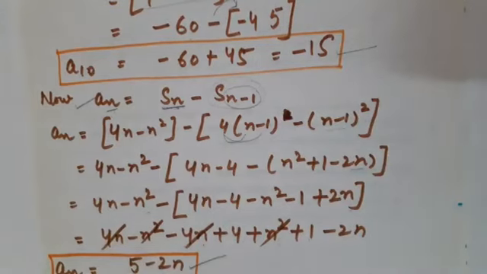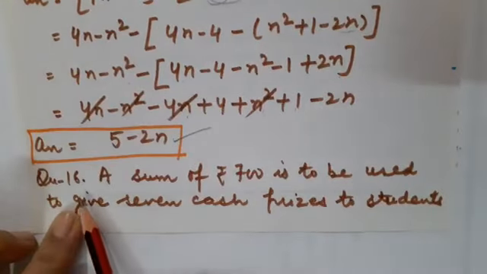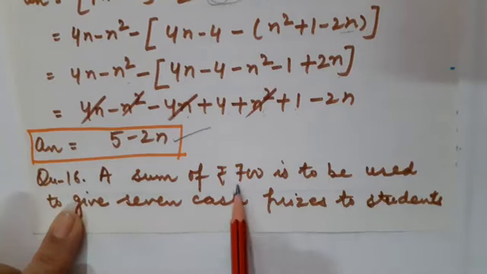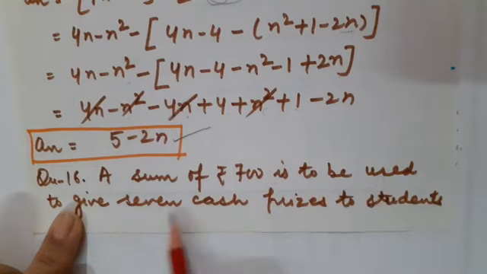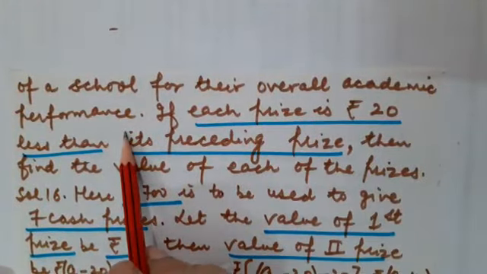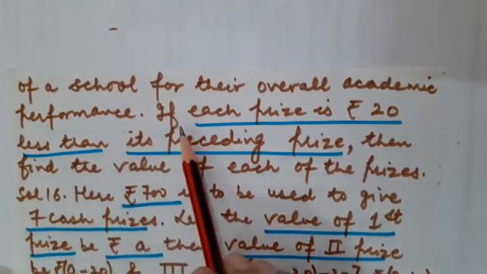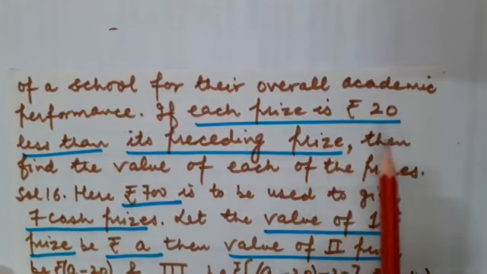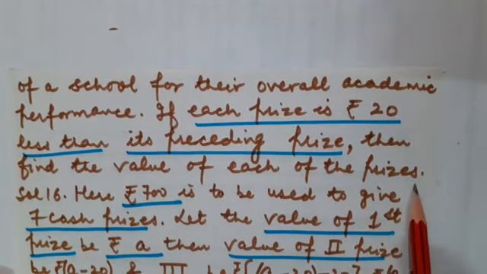Correct, students? Now children, I am going to start with word problems. So this is question number 16 of exercise 5.3. A sum of rupees 700 is to be used to give 7 cash prizes to students of a school for their overall academic performance. So what is the total sum which will be distributed among the students? That is rupees 700. And how many cash prizes are there? Total 7 cash prizes. So if each prize is rupees 20 less than its preceding prize, then find the value of each of the prizes.